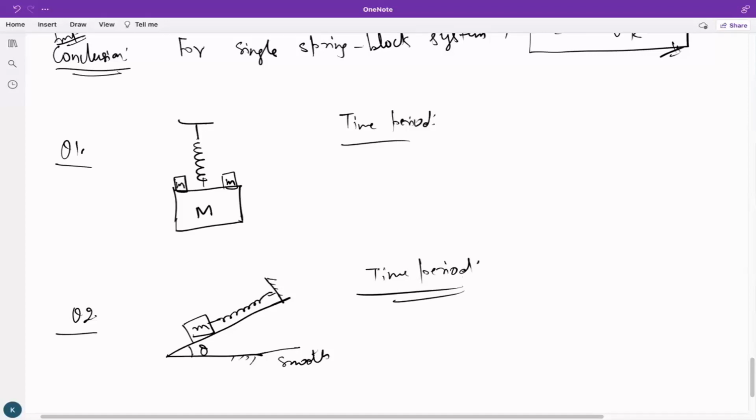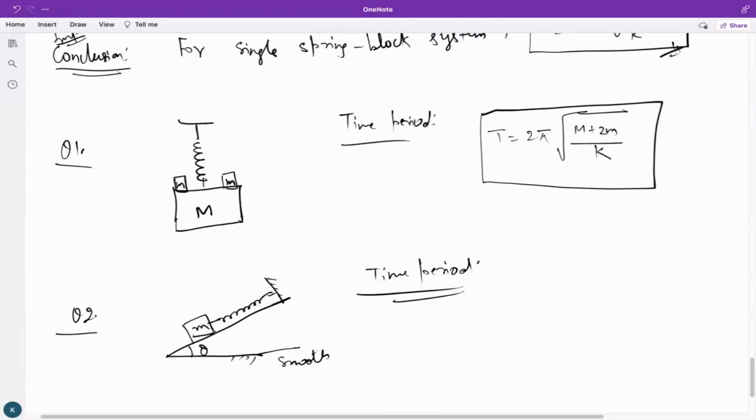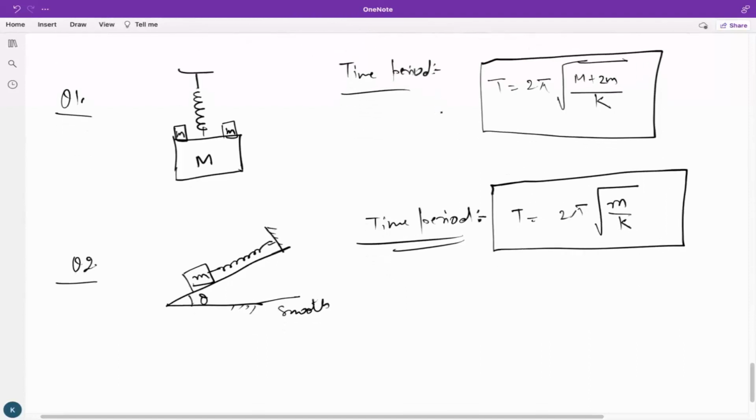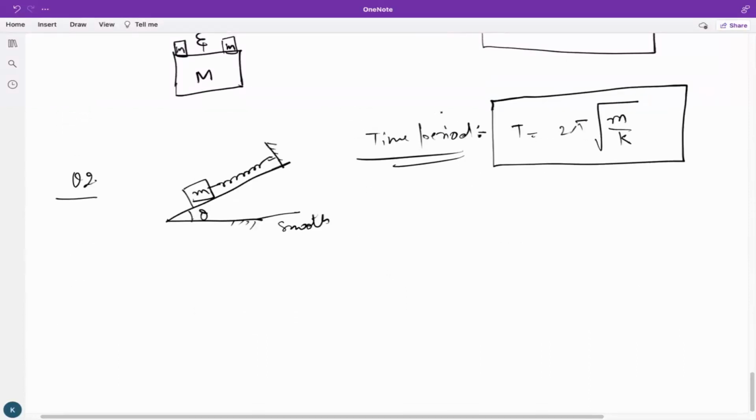So what you have to do here? Look at it. There is only one spring, right? So our time period is simply 2 pi root under, from the above conclusion that we got from the above two problems, m by k. Here m is the total mass, M plus 2m. So we can write it as 2 pi root under (M plus 2m) by k, and in the second case, since the time period is 2 pi root under m by k and the mass is small m, it is m by k. I hope it will be clear to all of you.